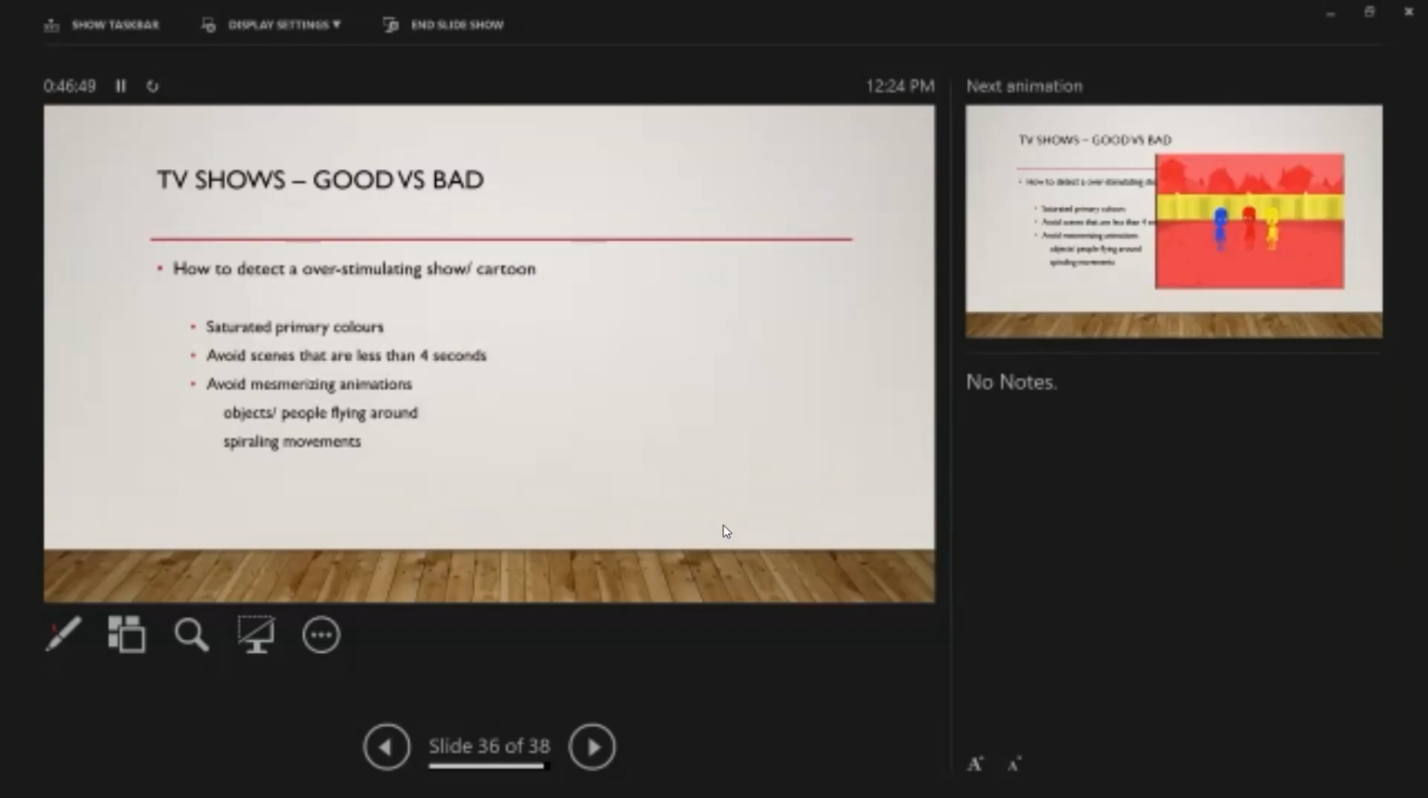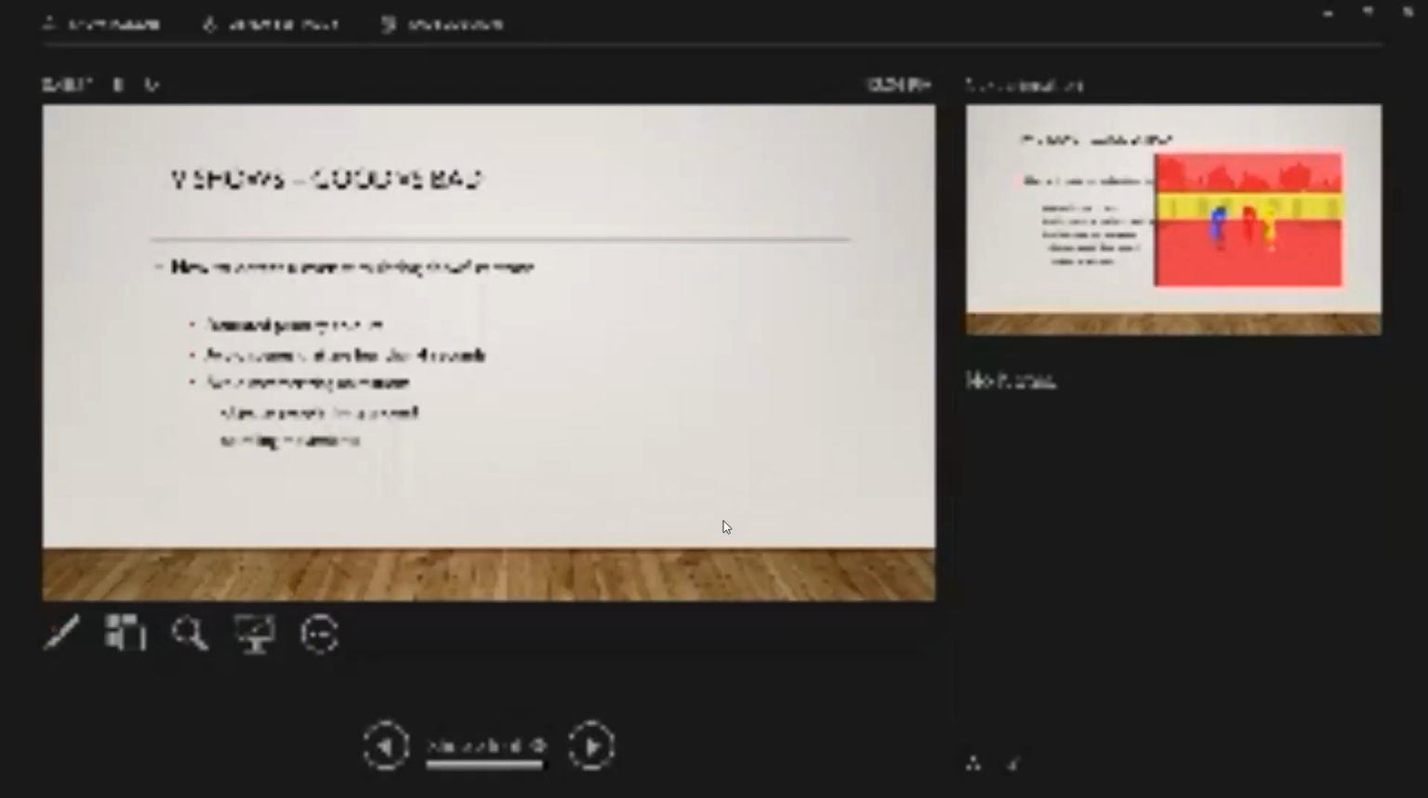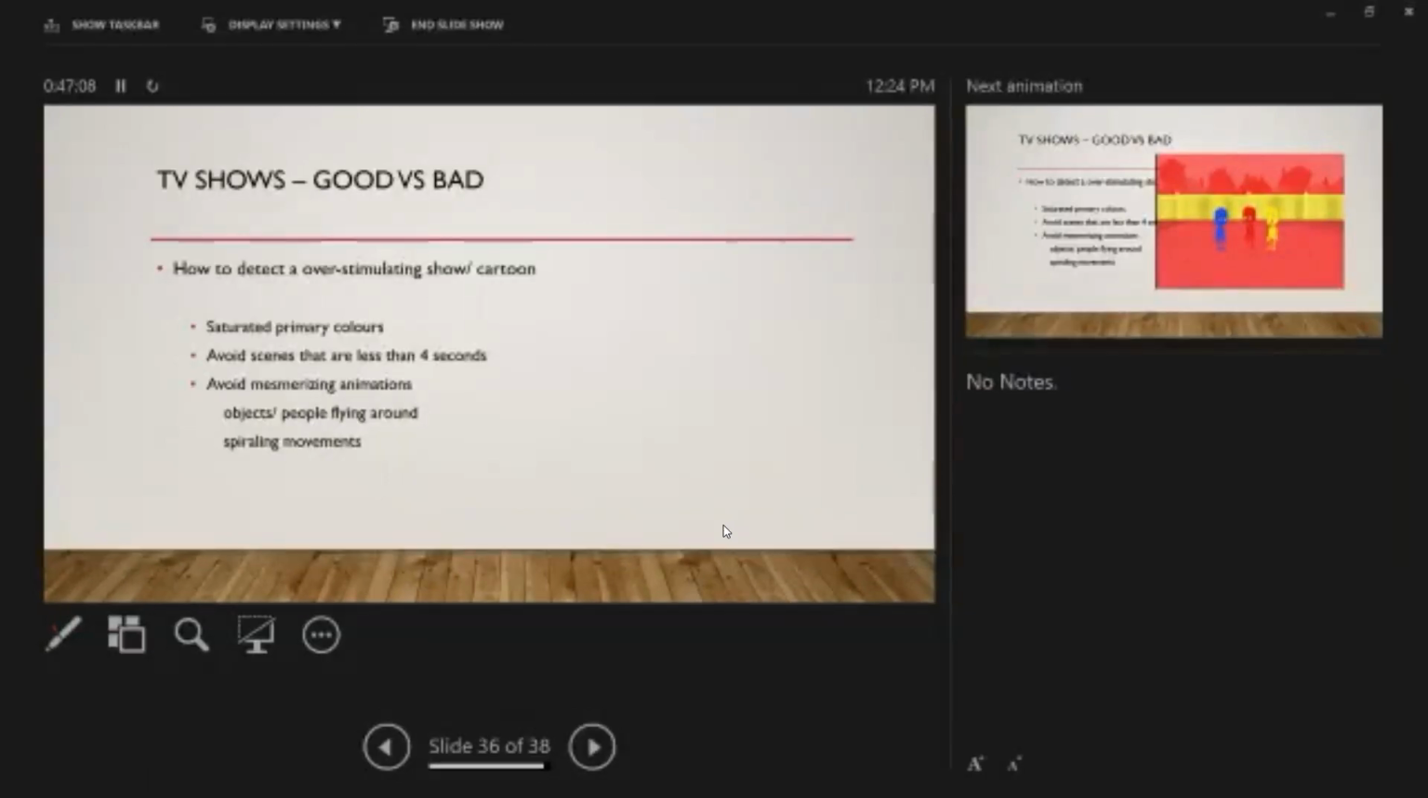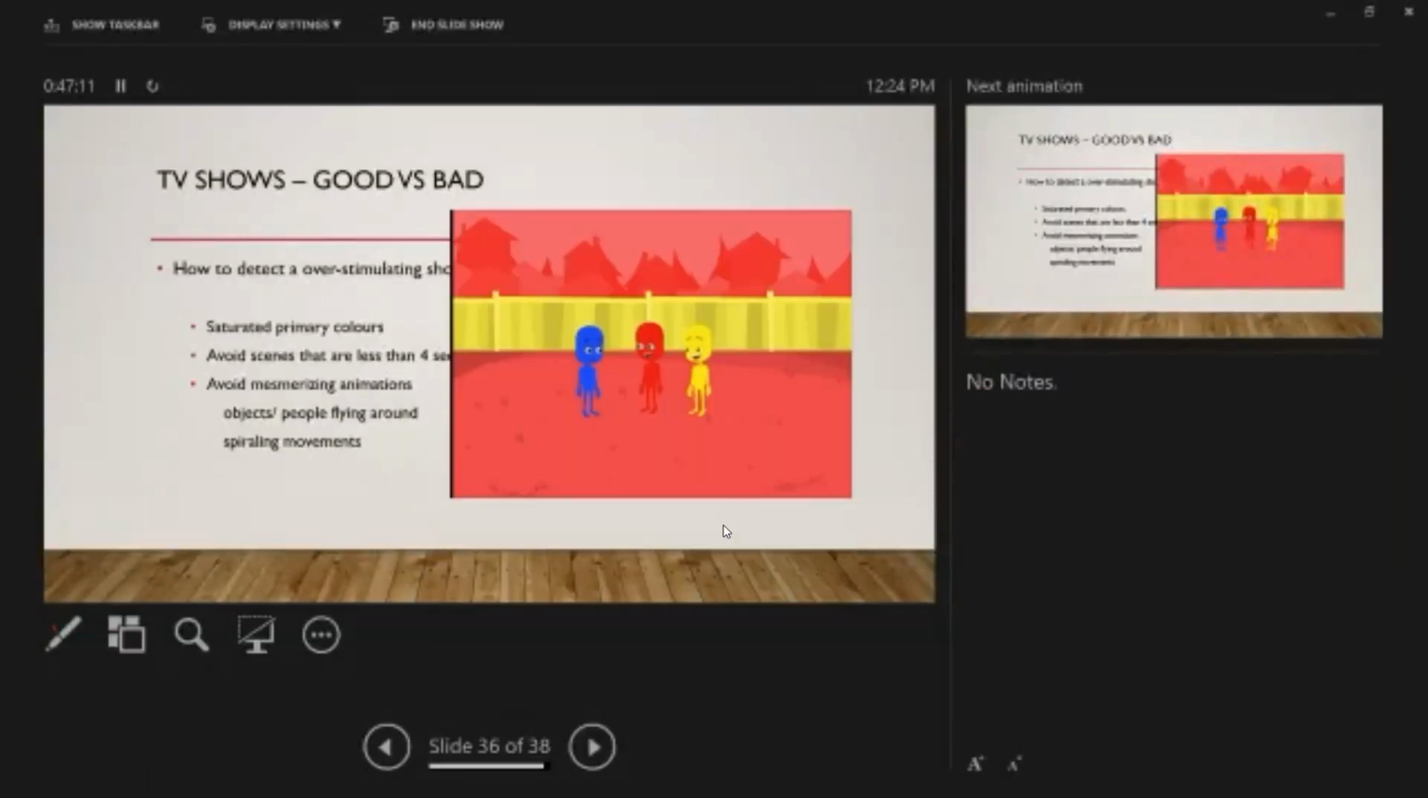Then another one is saturated primary colors. You can't have more than one saturated primary color, right? Primary colors are red, yellow, and blue. So in a good cartoon, there should be only 1 or maximum 2 primary colors and other secondary colors. Now this cartoon, is it a good one or a bad one? It's a bad one. You can see red, yellow, blue, all 3 primary colors, saturated, and the background is red. This is hyper-stimulating to a child, very bad for a child.